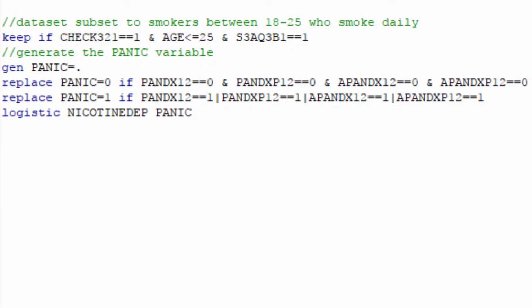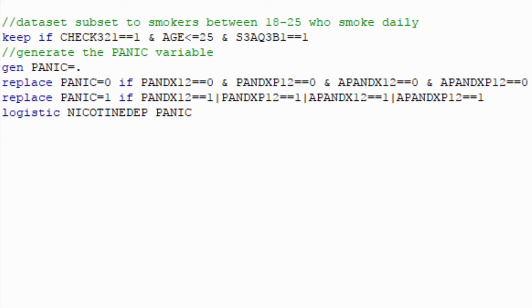So we manage this new panic variable by assigning 1 for yes answers and 0 for no answers. There are no missings in these variables. If the answers to each of these variables is 0, then our panic variable is set to 0 or no. If the answers to any of these variables is 1, then our panic variable is set to 1 or yes.